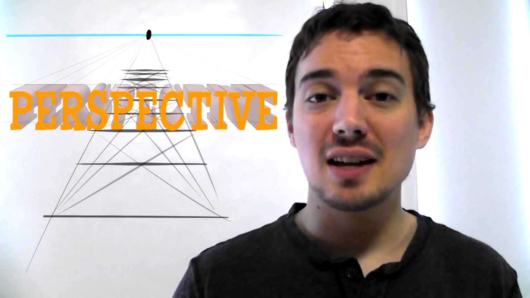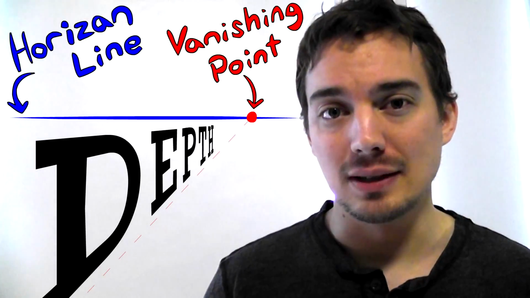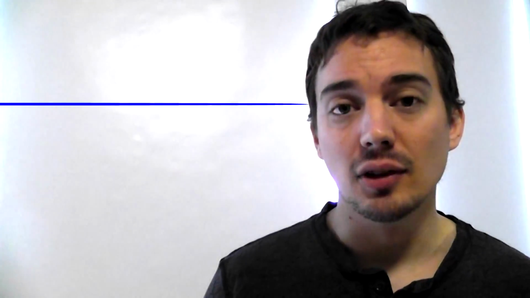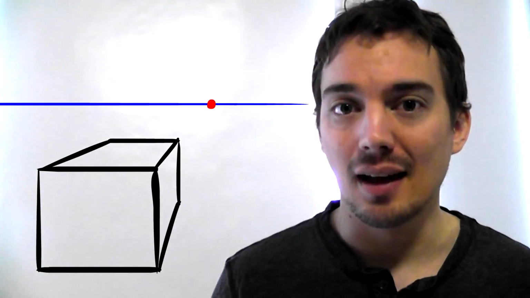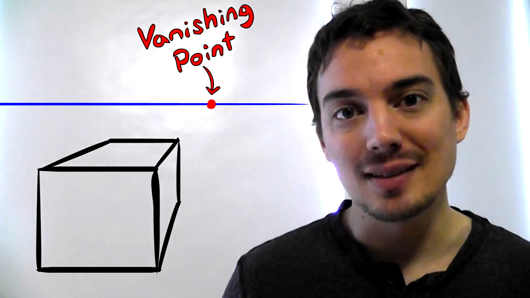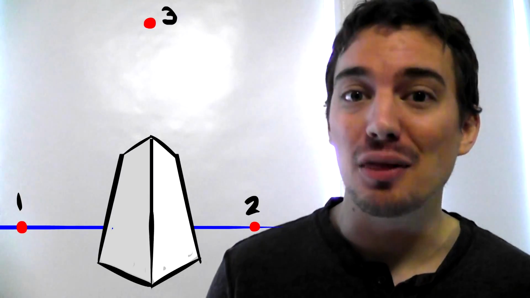Tips on basic understanding of perspective. Perspective is all about depth, and you get this with two main things, the horizon line and vanishing points. The horizon line is basically your eye level, and all lines showing depth converge to a point or points on that line. These points are called vanishing points, and they describe what 1 point, 2 point, and 3 point perspective are.